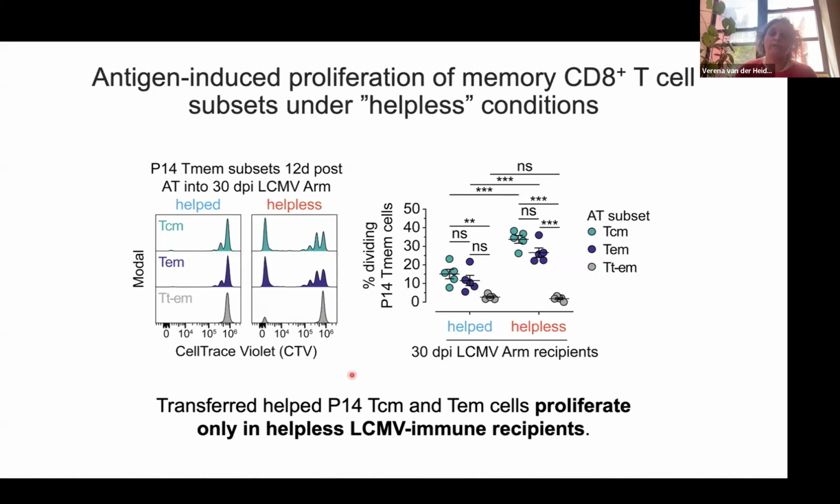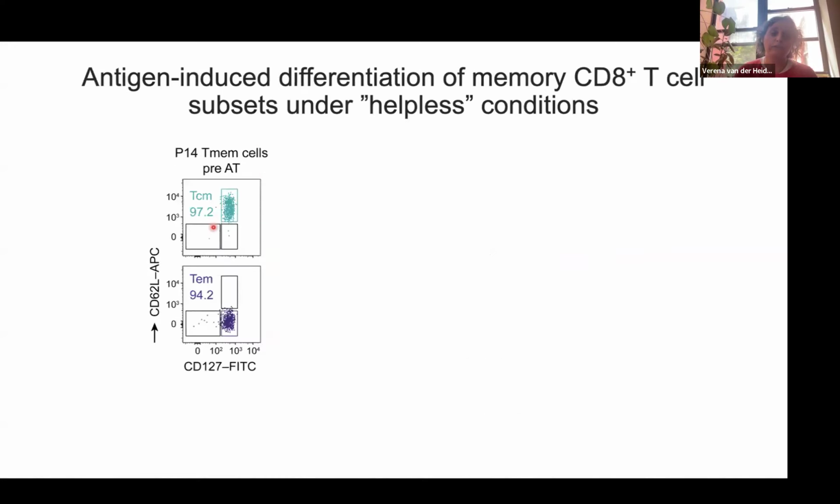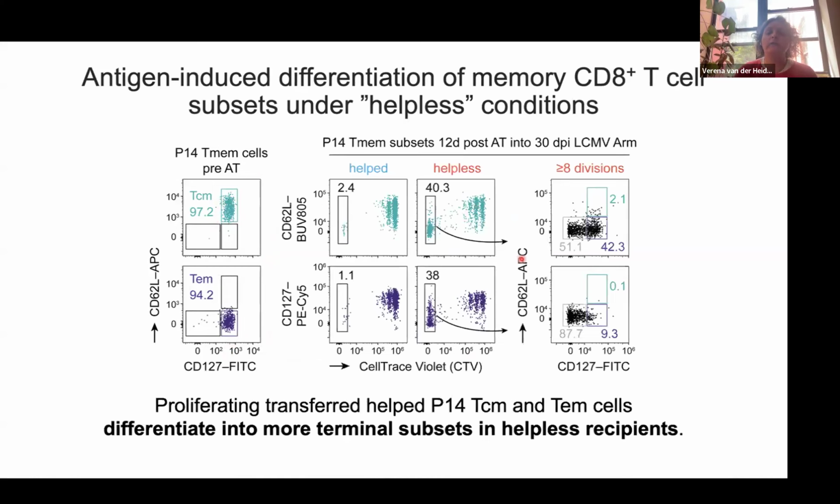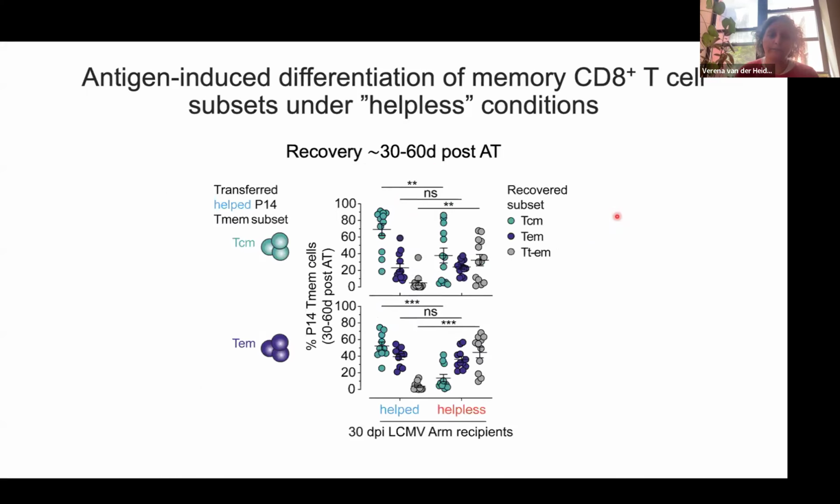But we only see this when we transfer them into helpless recipients. And then importantly, and I'm just going back here, you see that there's this huge portion of cells that have fully diluted CTV at this time point. So when you look at the phenotype before we transfer them in, they're all TCM or TEM. But when you look later on in respect to the proliferation that we observe, we can see that in the helpless recipients, this fully diluted subset actually also phenotypically changes, and they all differentiate into more terminal subsets, which is specifically what might be happening in the helpless recipients over time.